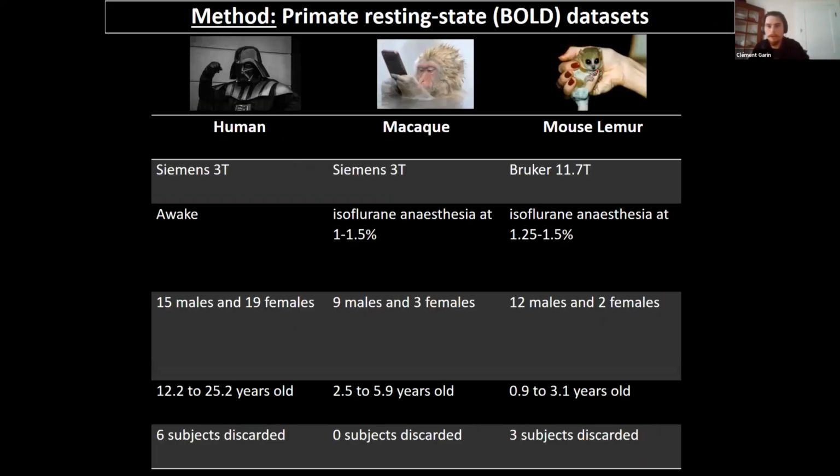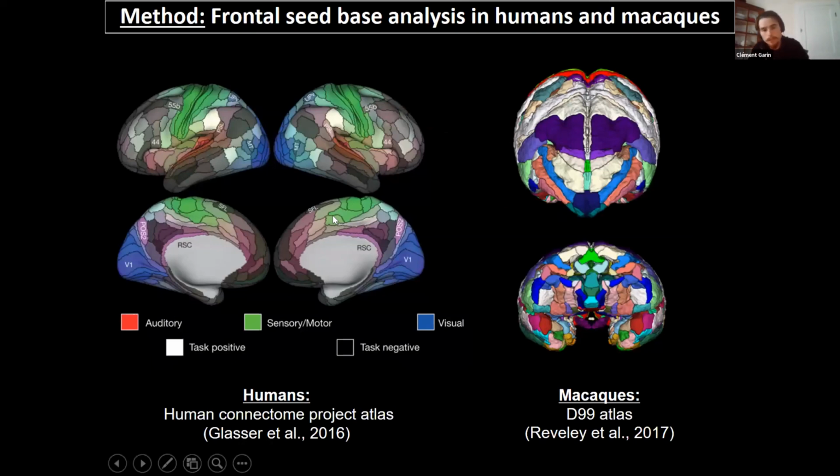Here we studied 3 different primate species: human, macaques, and mouse lemur. Mouse lemur is a very small endemic species from Madagascar. As you can see, the macaques were anesthetized, but not the humans. The first method that I chose is to extract the networks in the macaque brain and in the human brain, and you will see, not in the mouse lemur brain.